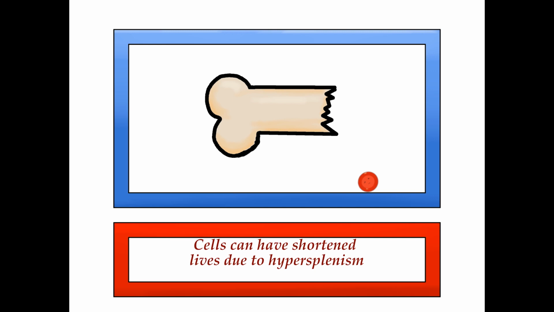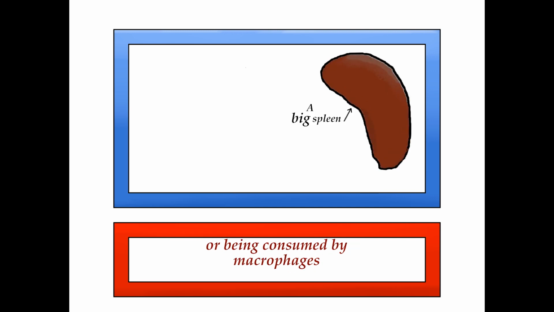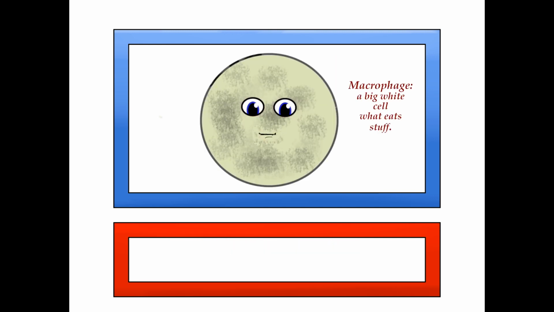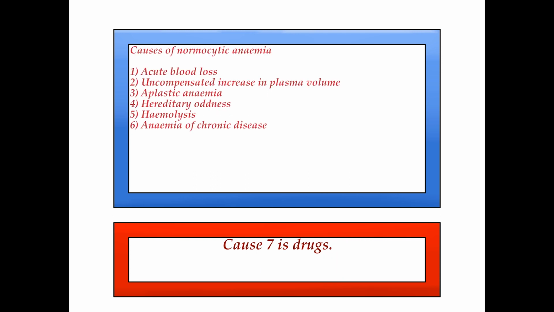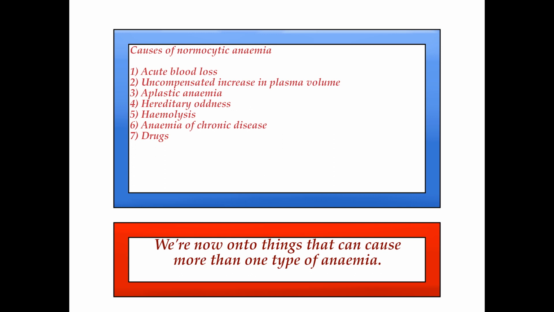Red cells may have a reduced lifespan due to hypersplenism, or red cells may be gobbled up by macrophages. So there's lots of stuff for AOCD, and a careful history and examination may help you find the cause of normocytic anemia.